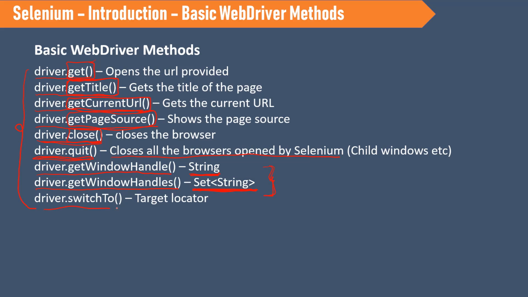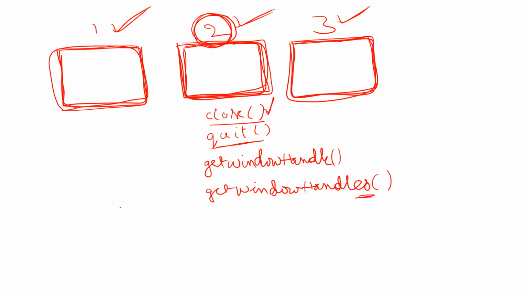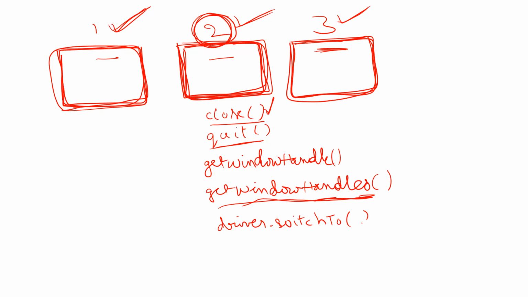And the next one is driver.switchTo. This switchTo is used to switch between different child windows. Let us say we have these 3 child windows, 1, 2 and 3. Let's say I am on the second child window, and if I want to move to the first child window, then first I will get all the window handles, and using the window handle that refers to the first child window, I will use the driver.switchTo method. And I will move to the first window.